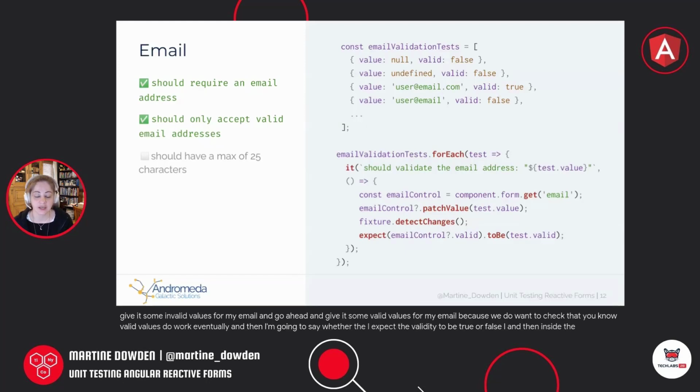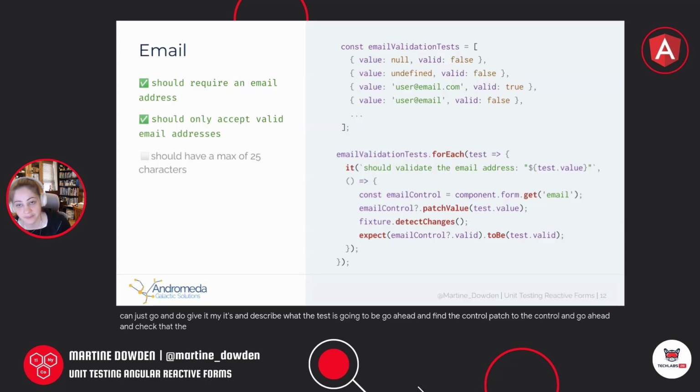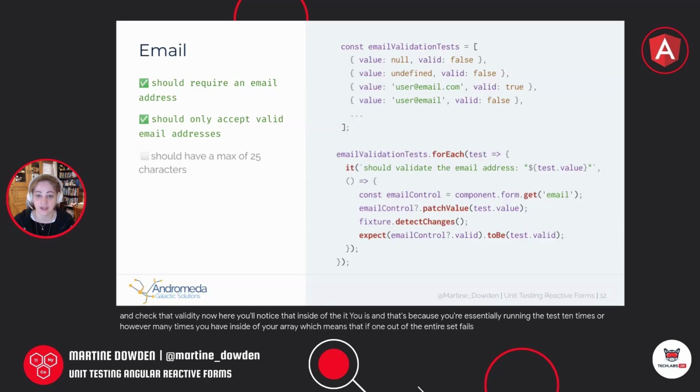And then inside the test, I can just give it my description and describe what the test is going to be. Go ahead and find the control, patch to the control, and go ahead and check that validity. Now here you'll notice that inside of the description I've gone ahead and put in what the test value is. That's because you're essentially running the test 10 times or however many times you have inside of your array, which means that if one out of the entire set fails, if we don't put some parameters to distinguish each of the tests being run, now we're going to have an issue where you don't know which one in the array went ahead and failed.